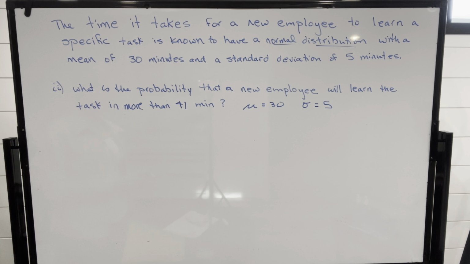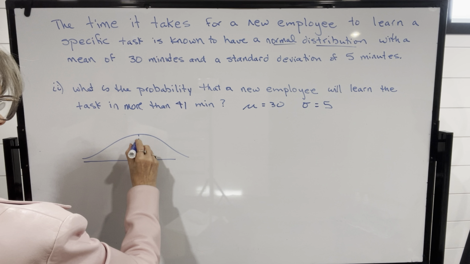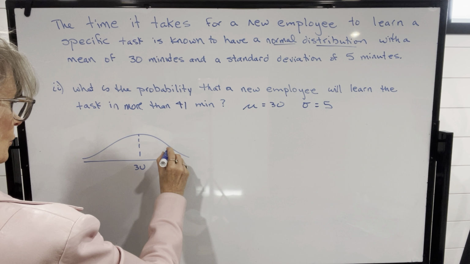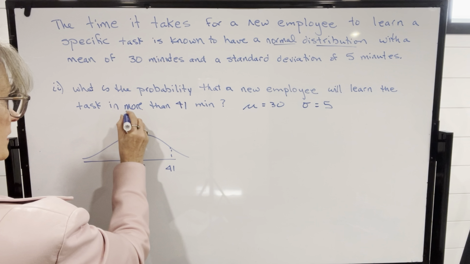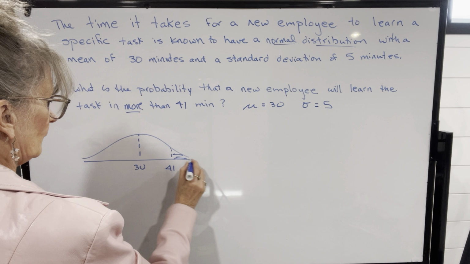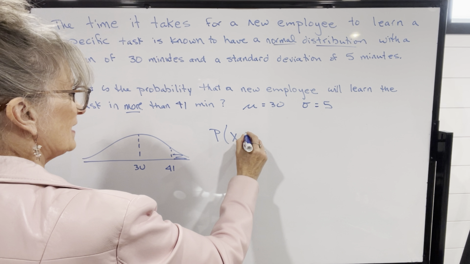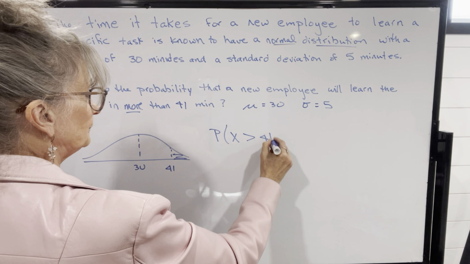In our second example, it asks, what's the probability that a new employee will learn the task in more than 41 minutes? Same idea as the last example. Let's make a drawing. There's our mean, 41, and it's more, so we're going to be shading to the right. So we're finding the probability that x is greater than 41.